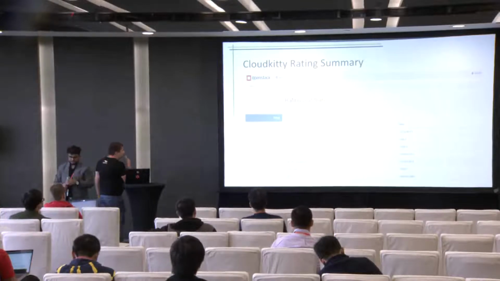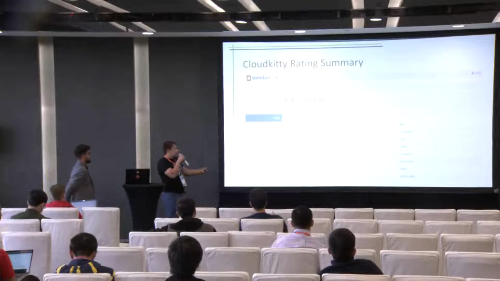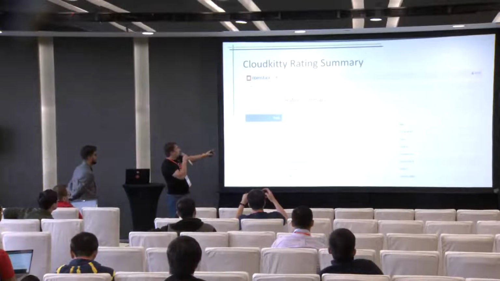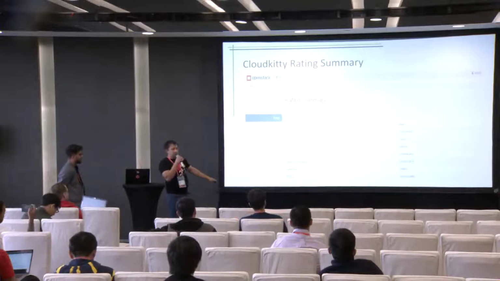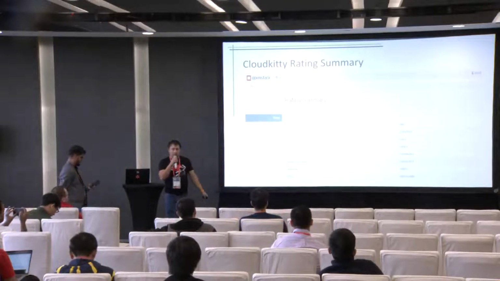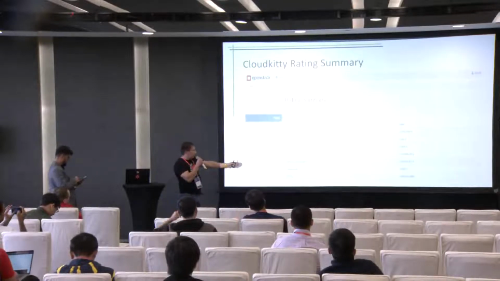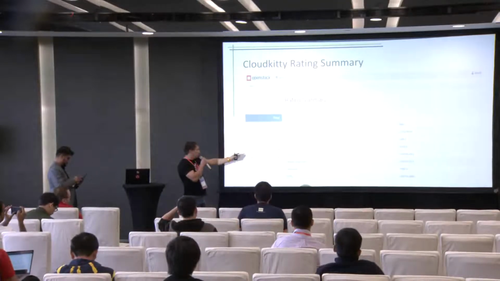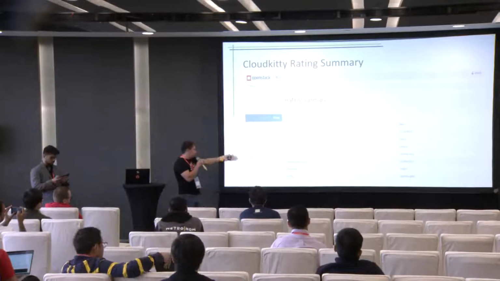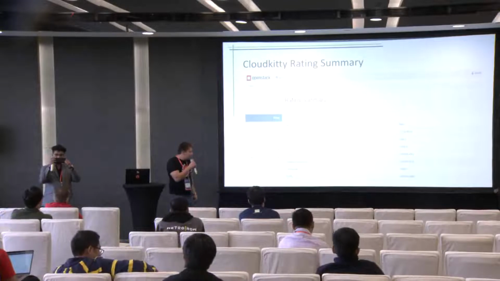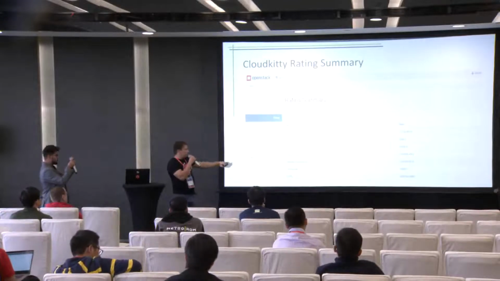Okay, as you can see on the Horizon dashboard, you can see the rating summary for the current project. This panel is available for all users, not only for admin users. You can see it reported per each metric you've got. It could be image, instance, floating IPs, networking, volumes, and you will see the total rating for all your metrics.